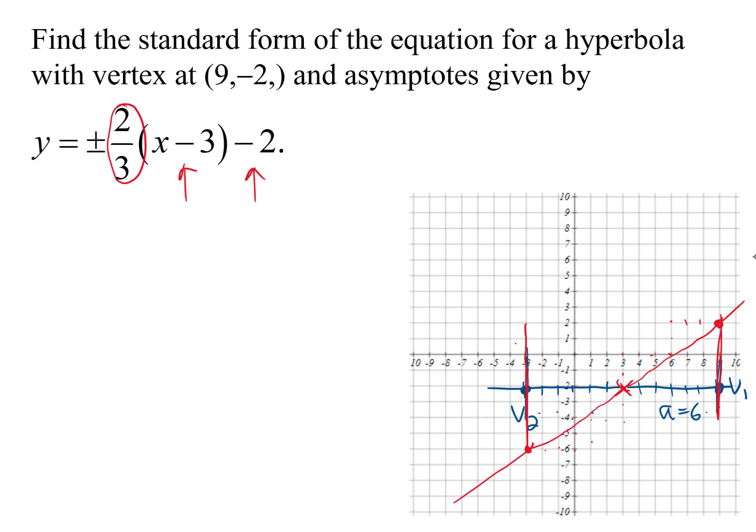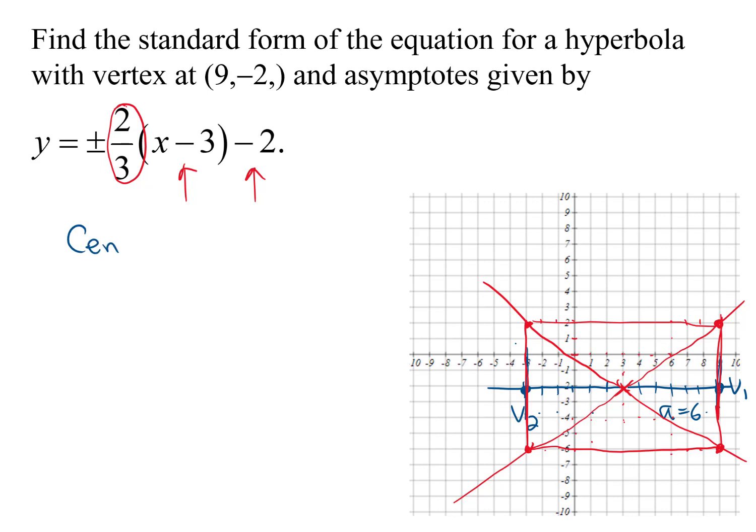Now the -1, same thing, but down 2 and over 3, down 2 and over 3, so there would be the corner of my guide rectangle, and I could go up 2 and over 3, and up 2 and over 3, and there's the other corner. So there is my guide rectangle. There are my asymptotes that are diagonals of that rectangle. And now let's get the information we need to figure out the standard form.